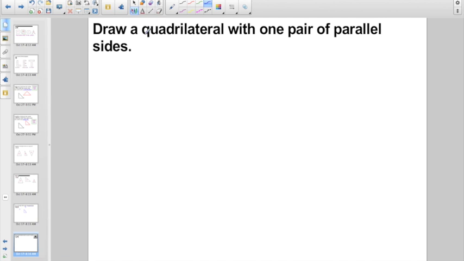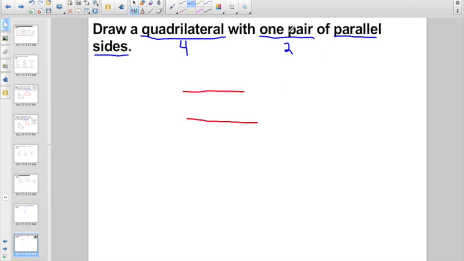Let's try this one. Draw a quadrilateral. How many sides in a quadrilateral? That's 4 with one pair. That's going to be 2 parallel sides. Parallel means that they will never ever touch, right? So, and 2 in a pair. So let's start off with our pair of parallel sides.